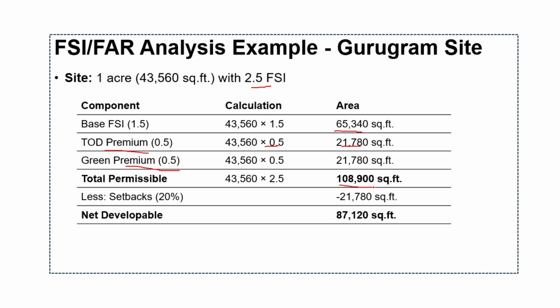So apart from that, there will be some setbacks. So that we have to subtract. So setbacks have to be removed, and this will be the net developable area which we have. So this analysis is basically telling us how regulatory constraints significantly affect development potential and project economics. Understanding FSI calculation helps developers optimize utilization and maximize development value within regulatory parameters, right?